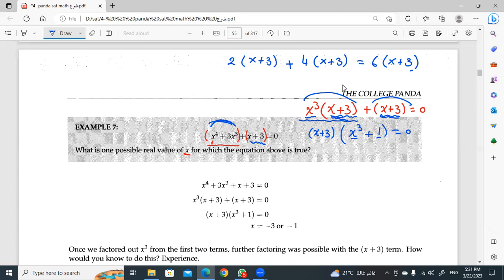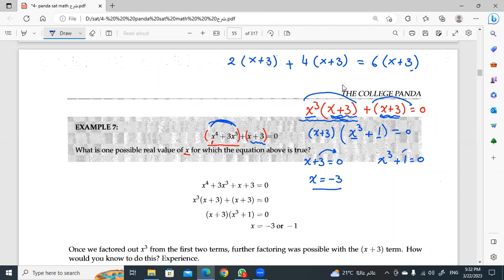After this, I have a product, and this product is equal to 0. So it may be x plus 3 equals 0, or x to the power of 3 plus 1 equals 0. Am I right? Yes. Now I will move this to the other side, so x equals -3. This is the first solution.